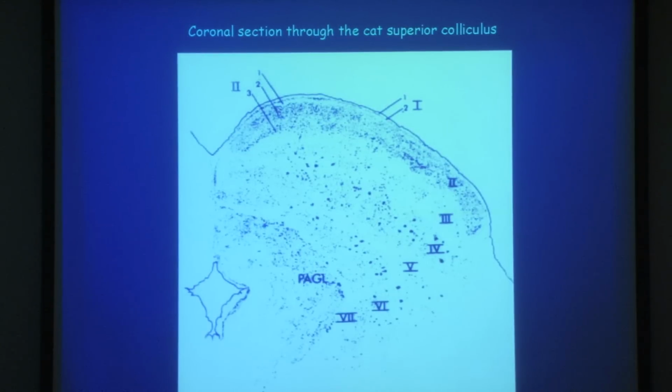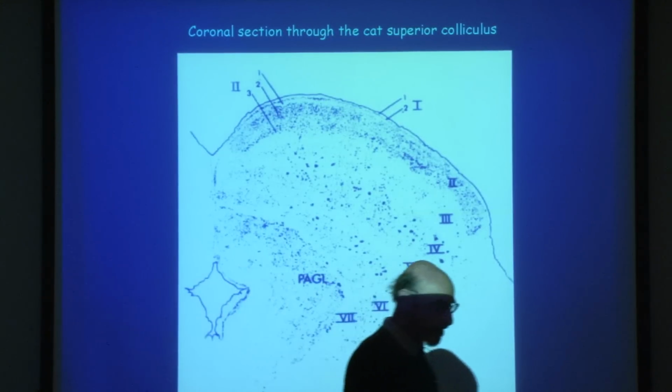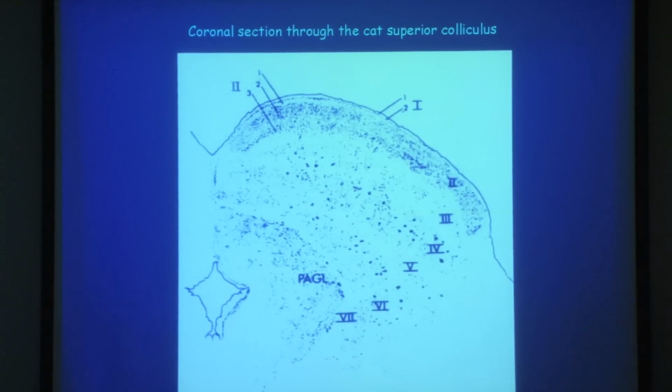Now, the interesting fact about the way this is laid out in the cat and in higher animals and in humans, is that most of the cells in the various layers reside in those layers. They don't talk to each other that much, okay? But they get a lot of inputs from many other structures that control those layers. And I'll go into that in some detail in a minute.